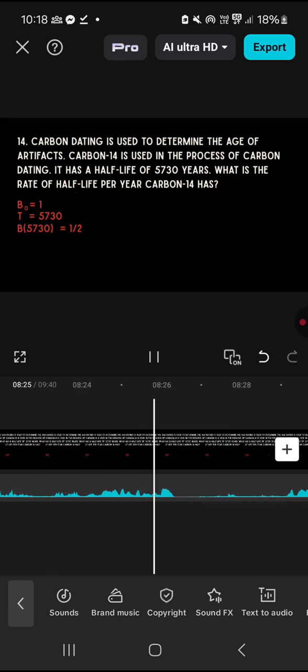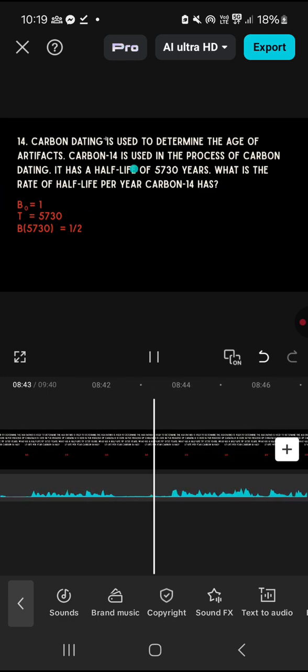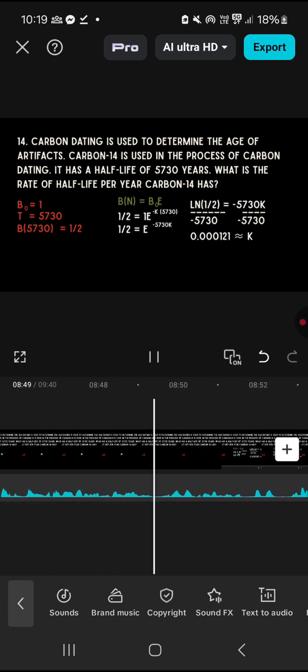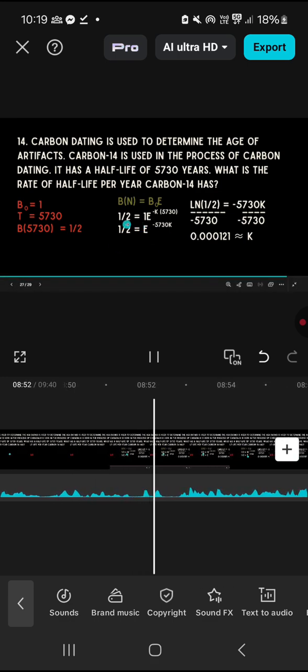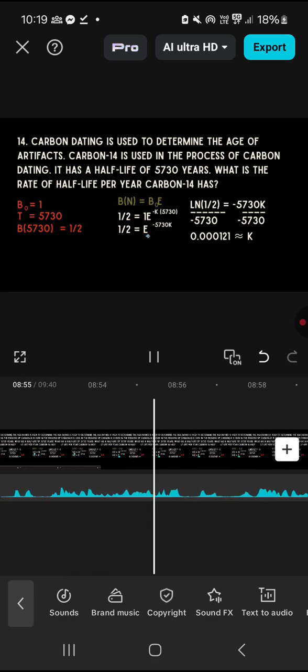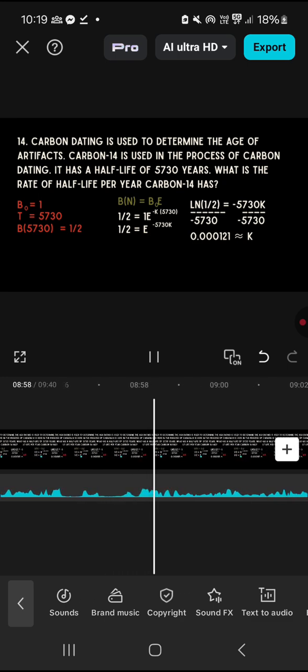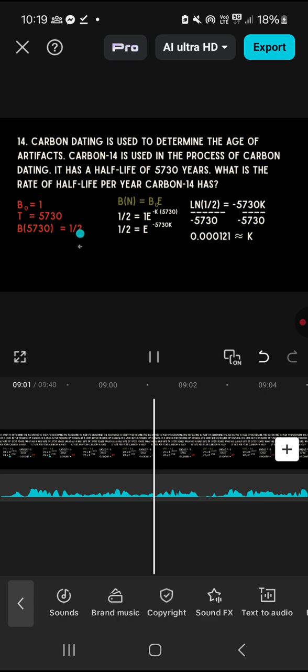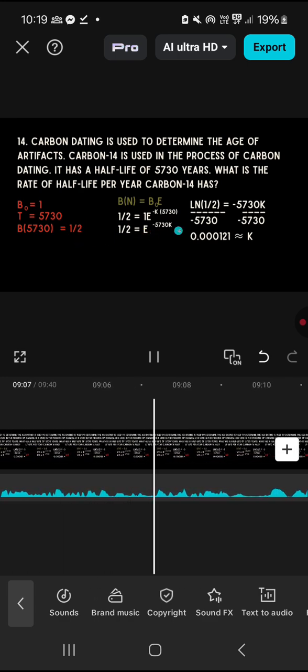So our given for this number, our initial amount is 1 because it isn't given. So we assume that it's 1. Now for our time, it's indicated here, 5,730 years. And our A sub 5,730 years will be 1/2 because it's indicated here, half-life. So for this number, based on the question, we'll be using the decay formula. So using the decay formula, we substitute in our values. So A sub 0 becomes just the Euler's number because it's multiplied by 1, which is just the value.